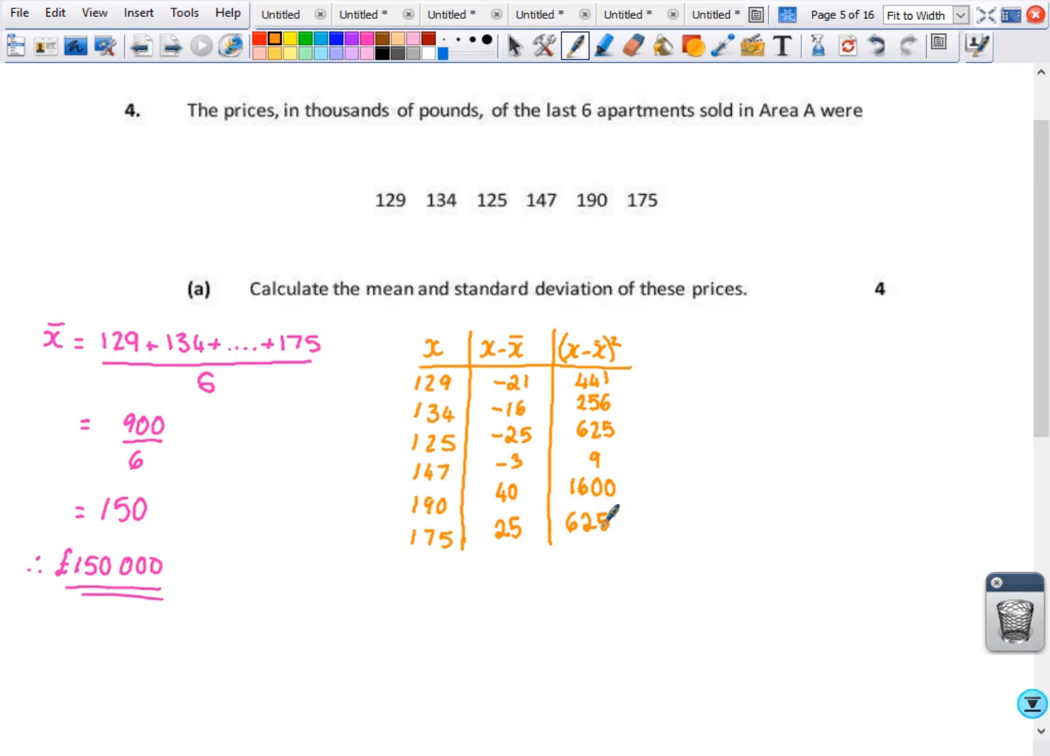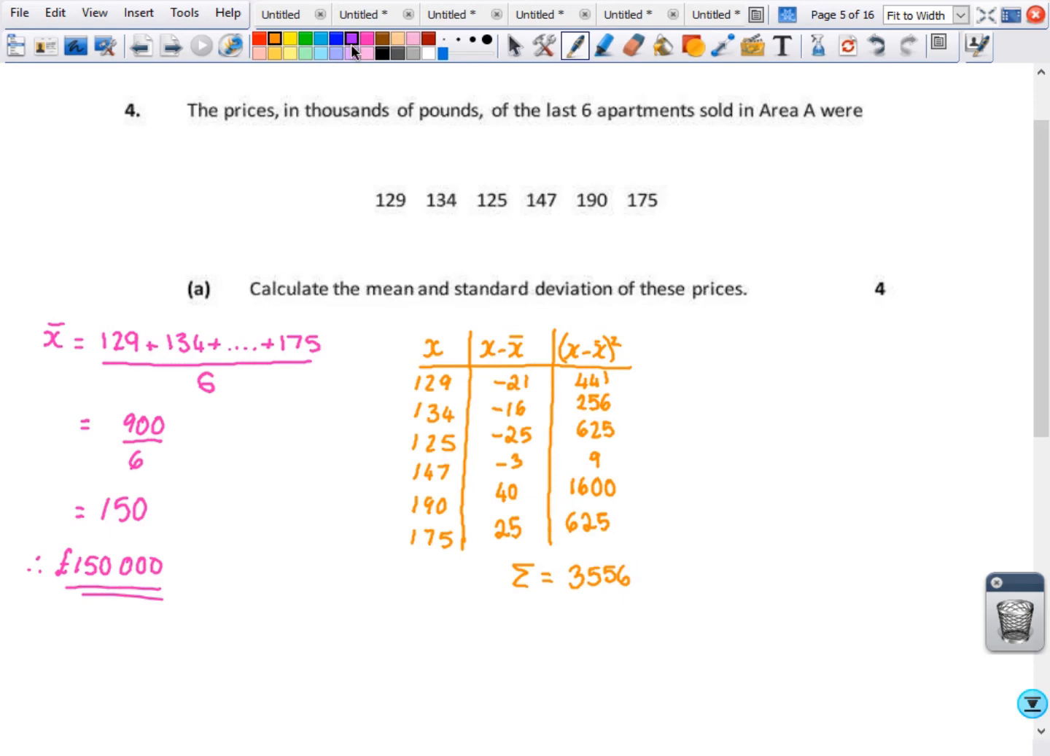So now I've filled in that table, all that's left to do is find my sigma, which is the sum of all of that column. So let's go ahead and add that up. So 625, add 1600, 9, 625, 256. Oh, I've typed something wrong into my calculator. Let me try that again. Start at the bottom, so 625, 1600, and 9, 625 again, 256, 441, and that gets me 3,556.